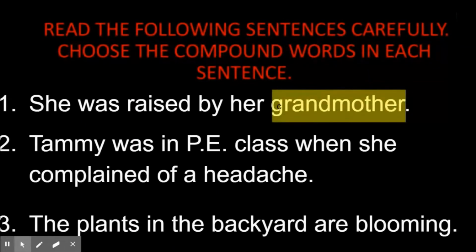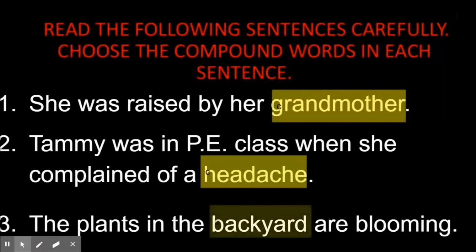Okay, sentence number two. Tammy was in PE class when she complained of a headache. Very good. Yes. If you said headache, you are totally correct. We saw this one before. Remember earlier on in the class, in the lesson. Okay, last one. The plants in the backyard are blooming. Good job. Good job on your reading and good job on your identification of the compound words.